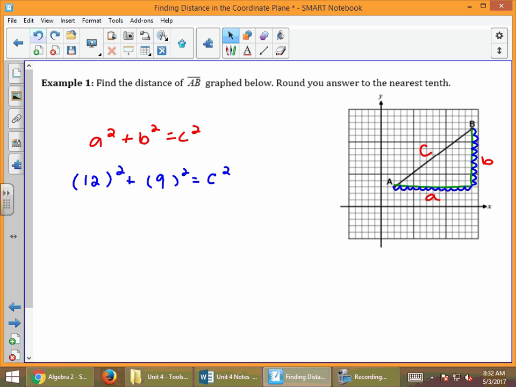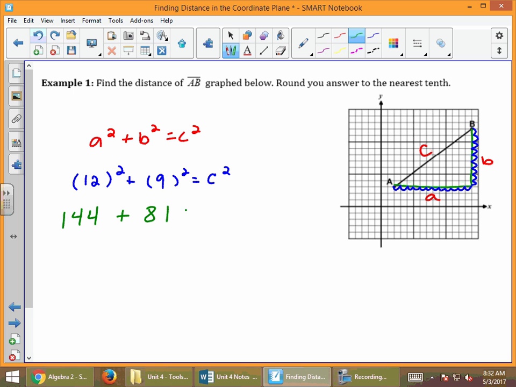So we counted to find our A and our B, and we plugged them into the Pythagorean theorem, and now we can solve for C. To do that, you're going to do 12 squared, which is 144, plus 9 squared, which is 81, is equal to C squared. And then all you have to do is add those together. 144 plus 81 is 225. And then square root. The square root of 225.